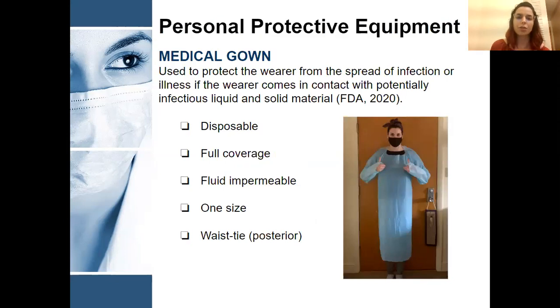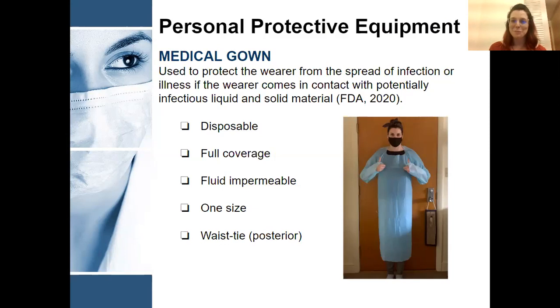So let's start first with the medical gown. This is used to protect the wearer from the spread of infection or illness if the wearer comes in contact with potentially infectious liquid or solid material. The medical gown is plastic, it's disposable, it is full coverage, it is fluid impermeable, and it is one size fits all with a waist tie in the back.